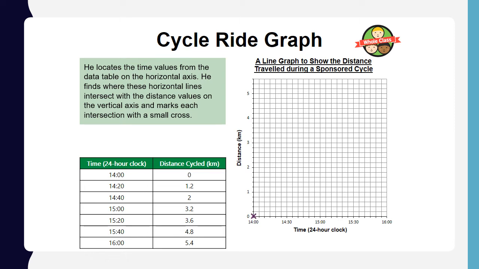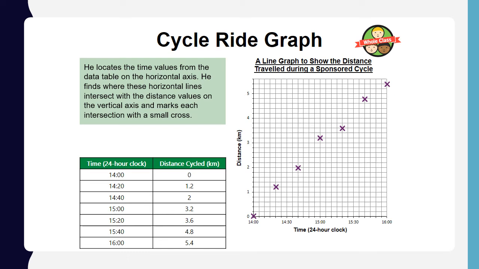So we can see at 1400 hours, he hadn't travelled anywhere, he just started, so 0. So he needs to find where that matches up. It's a bit like when we're doing coordinates in class. You're finding where they match up, and then you plot that coordinate there. Next one is 1420, and at 1420 he had travelled 1.2 kilometres. So you can see he's plotted that onto the graph, and so on and so forth, until he's plotted all 7 onto his graph.